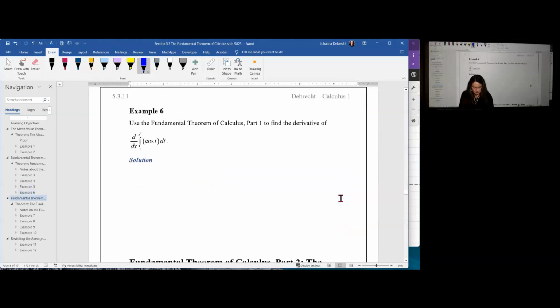Let's now look at example 6. I would like you to work this one out on your own. So pause the video now, work it out, then turn the video back on, and we'll compare our results.